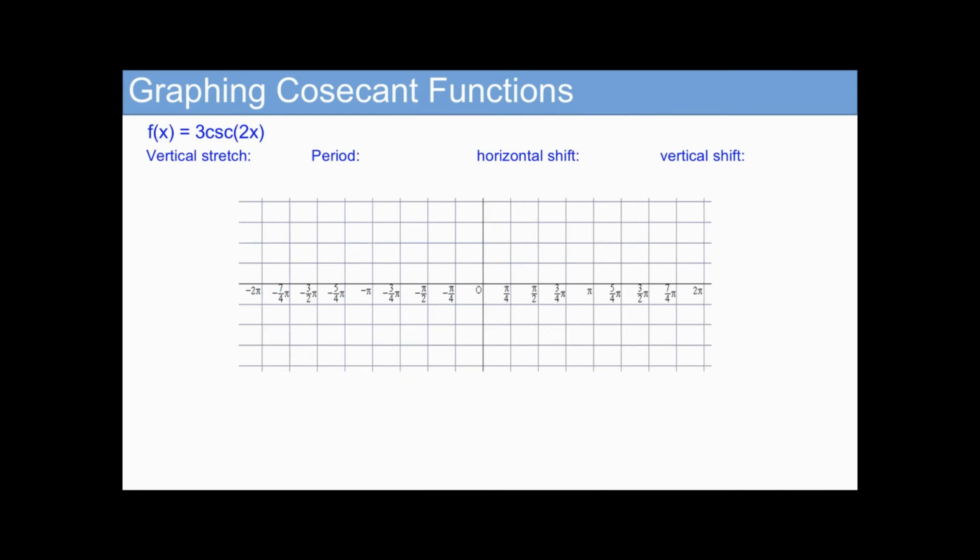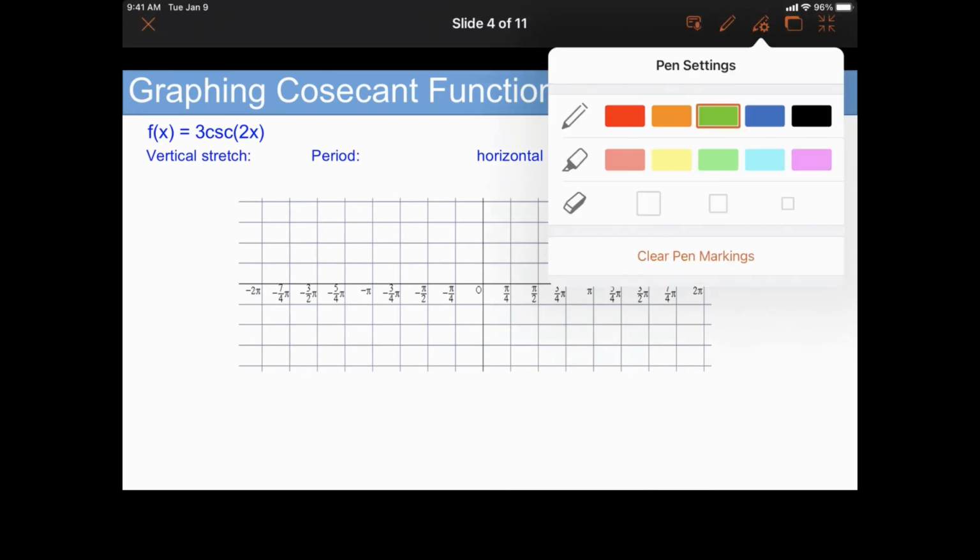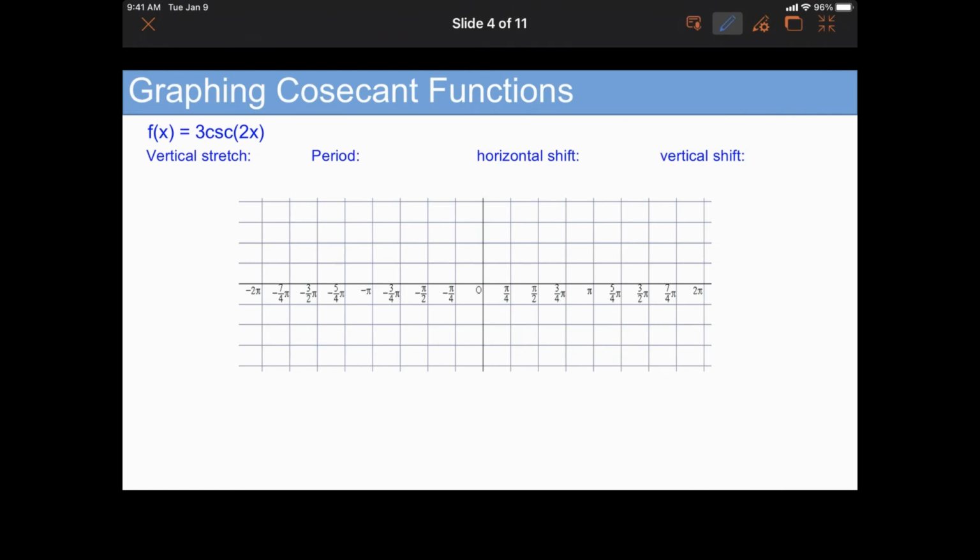All right, so another cosecant graph. So I'm going to look at that. I have a vertical stretch. So what's the A? The A is 3. My period, so here's my B. Just like sine, it is 2 pi divided by 2. So my period is pi. My horizontal shift is none, and the vertical shift is none.